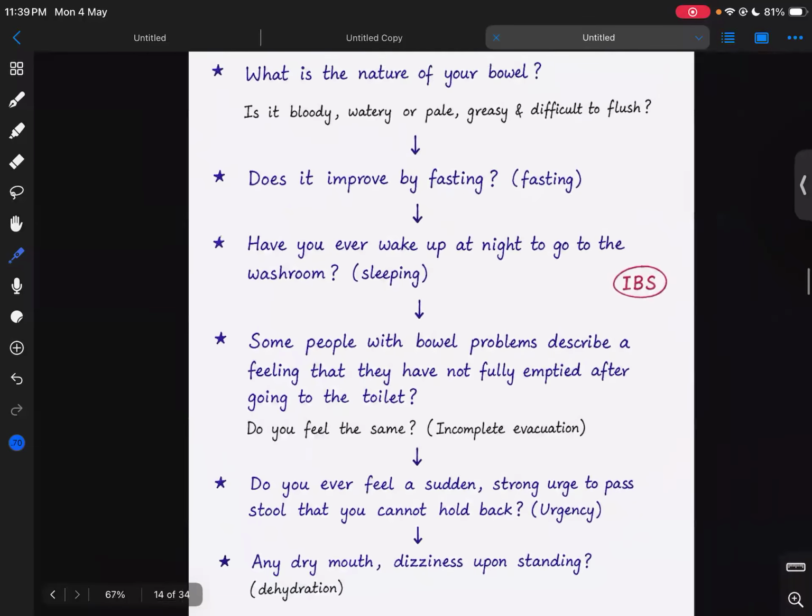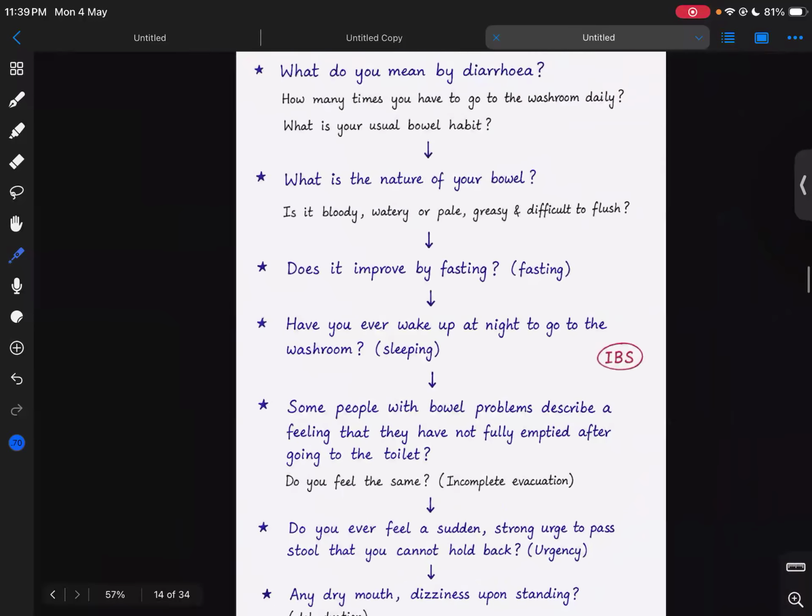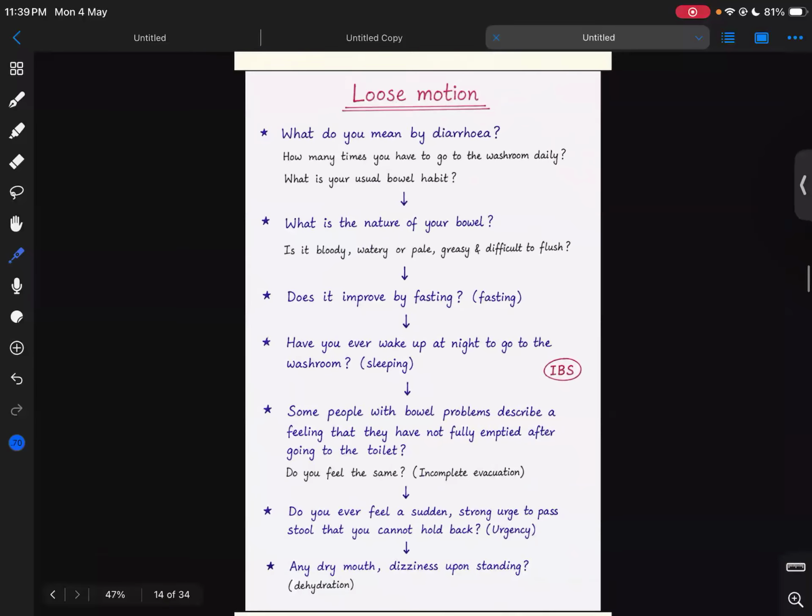So this is all for the initial questions of any case of loose motion. I will suggest you memorize this, so that whenever you get any case of loose motion, you ask these questions one by one. What do you mean by diarrhea? To confirm this is a true case of diarrhea, how many times do you go to the washroom daily?